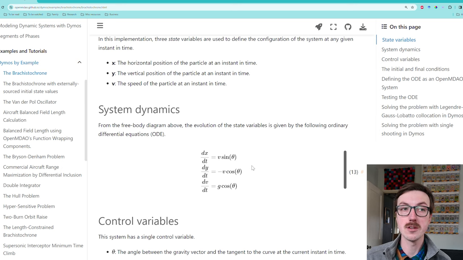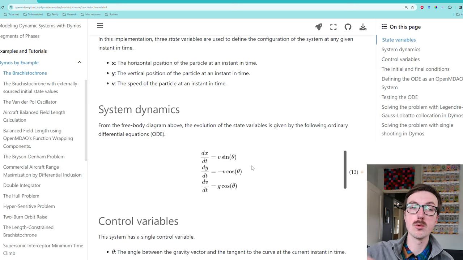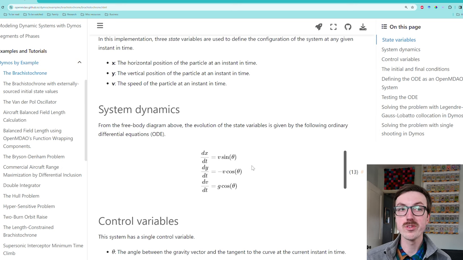It's the velocity magnitude times the component that's moving in the x direction. That makes sense. For dy/dt, or y dot, it's the velocity again, but it's moving in the downward direction. So it's anything to do with cosine of theta, and it's in the negative direction as well. Now dv/dt, or v dot, is just g cosine theta, because it's the force of gravity that's causing the particle to accelerate.